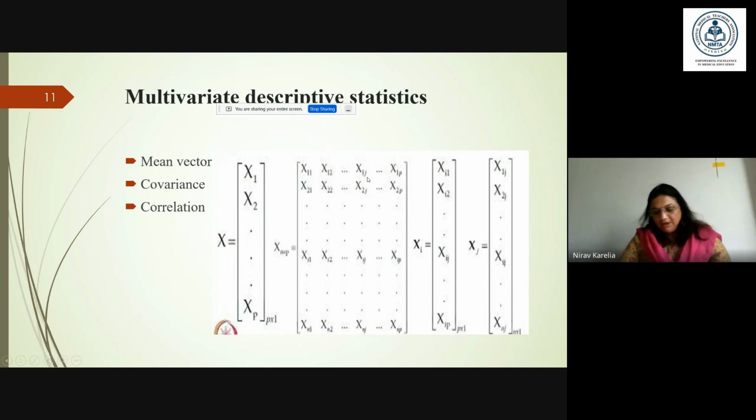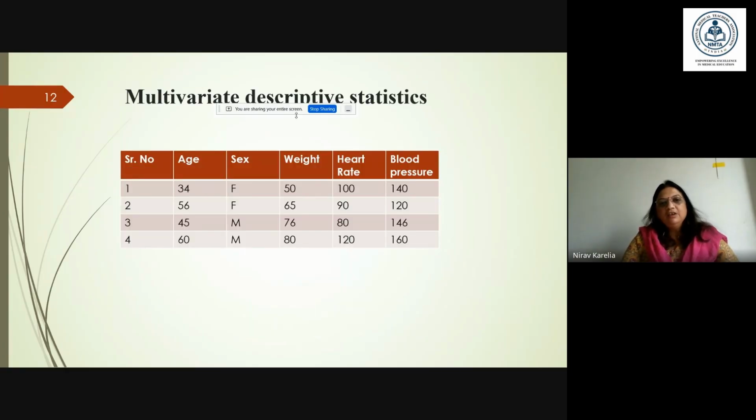Okay, yeah. So what do you mean by multivariate? At this point, you are all clear that multivariate means I have more than two variables. So I'm just taking the next slide. Age is one variable. Sex is the second variable. Weight is the third variable. Heart rate is the fourth, and blood pressure is the fifth. So I have given the example. These are my 5 variables. So this is multivariate.